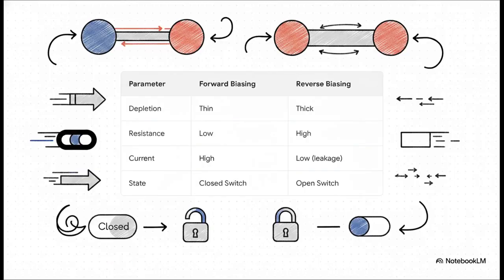Looking at these states like this gives us a fantastic way to grasp the differences instantly. Just look at the depletion width. It goes from super thin in forward bias to really thick in reverse bias. And because of that, the resistance shifts from very low to very high. Consequently, the magnitude of current drops from a high flow down to just a tiny low leakage. Ultimately, forward bias creates a low-resistance conductor operating exactly like a closed switch. Reverse bias, on the other hand, creates a high-resistance insulator, acting as an open switch.